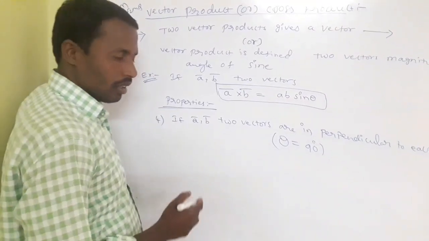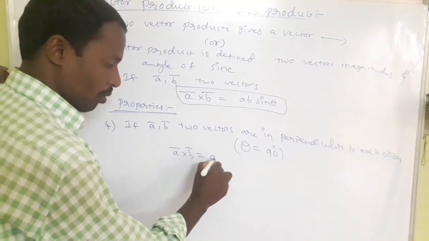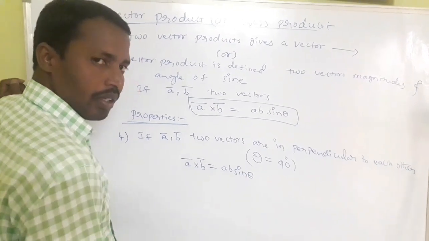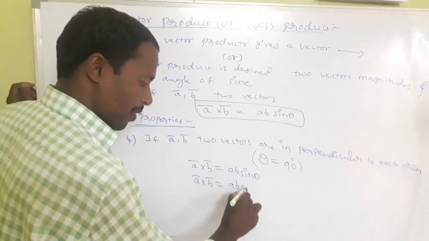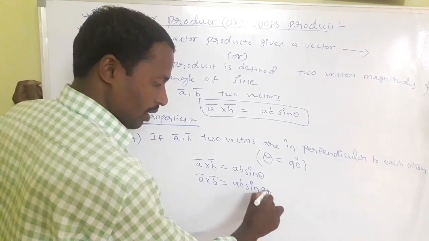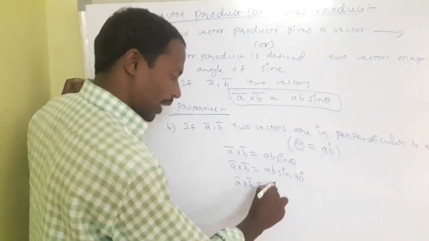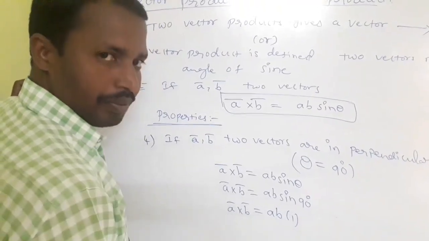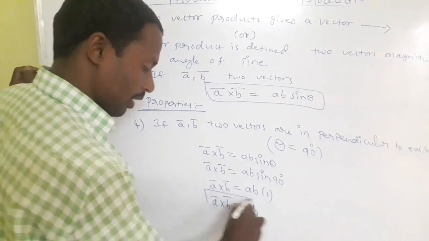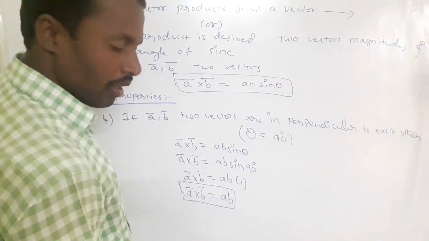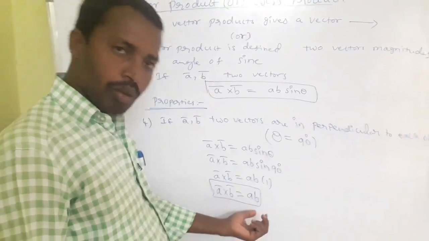Then in the definition, the cross product of the two vectors a bar cross b bar is equal to ab sin theta. Already we know that. Then substitute it: a bar cross b bar is equal to ab sin 90 degrees, and sin 90 is 1. Then a bar cross b bar is equal to ab. So when the two vectors are perpendicular to each other, the cross product of the two vectors a bar cross b bar is equal to ab.